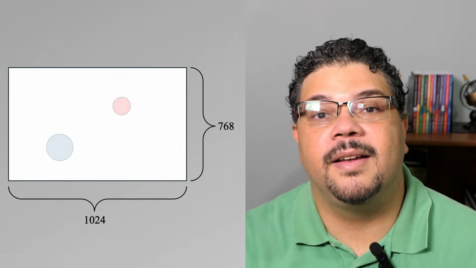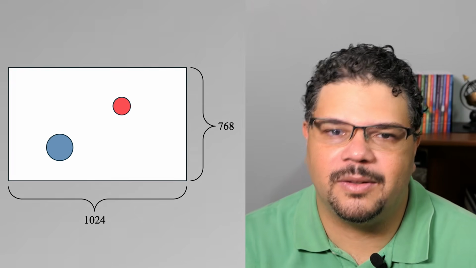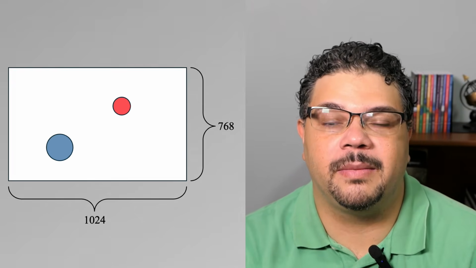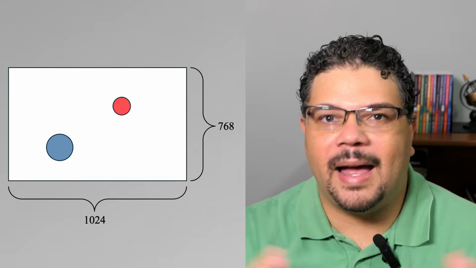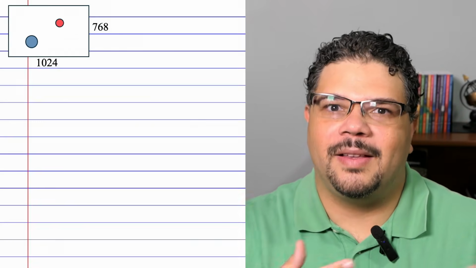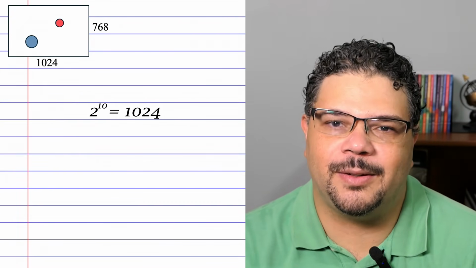Well, if we know something about the size of the screen our character's on, we can actually optimize this structure. Let's say the display is 1024 pixels wide by 768 pixels tall. Then we know our circle's x value will always be one of the 1024 values between 0 and 1023. Assuming we restrict our radius and y position to be in the same range, how can we exploit this? Well, log base 2 of 1024 is 10, which means 2 to the 10 is 1024.